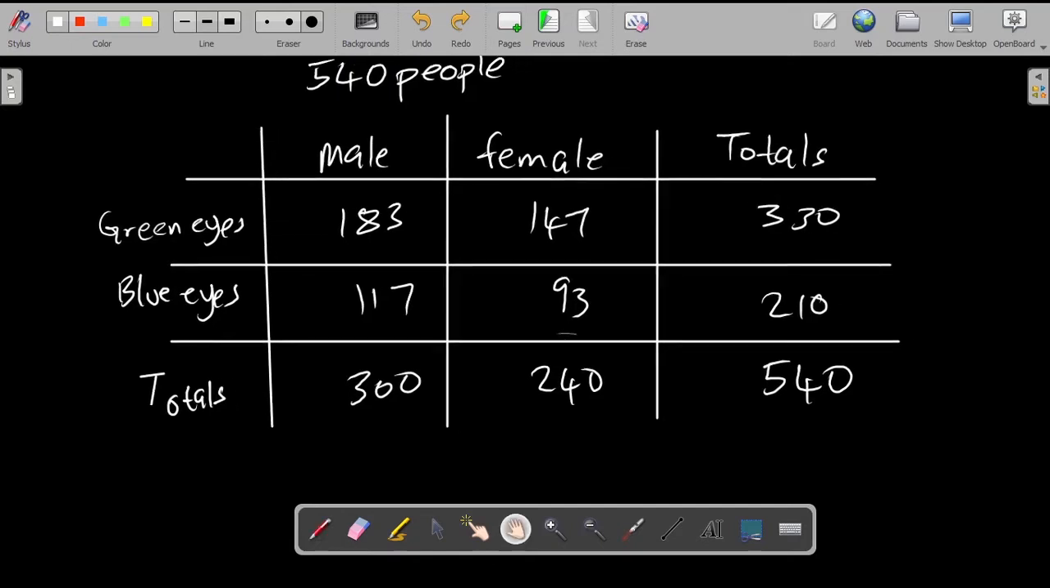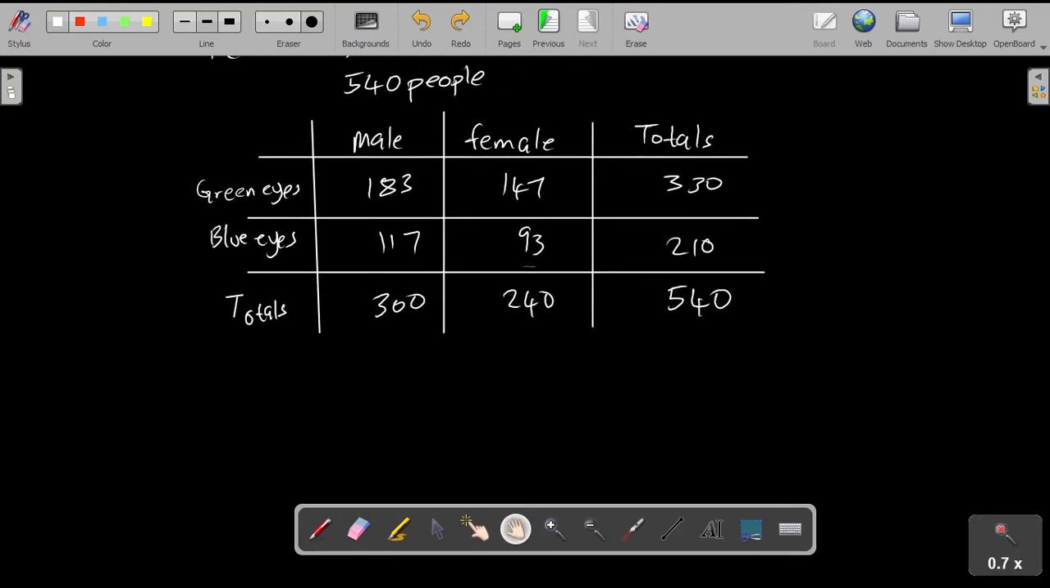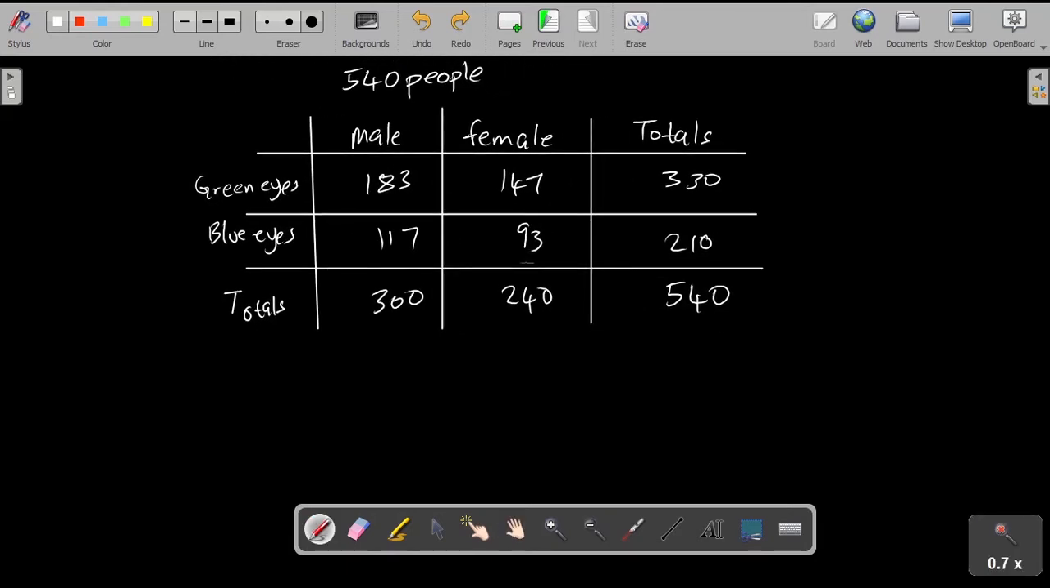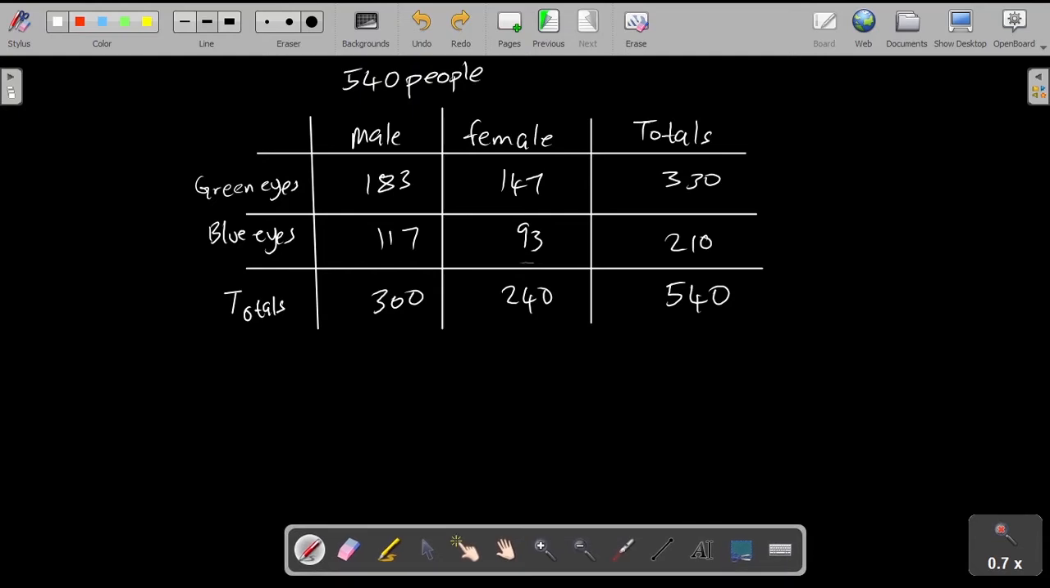So now that we have the table, let's move on to questions. And then finally, we can see whether the variables are independent or not. So the first question says, if a person is selected at random, determine the probability that he or she is a female with green eyes. So basically, this is the probability of being female and having green eyes. So it's the intersection of these two. So the person that we're looking for has these two properties. The person is female and they have green eyes.